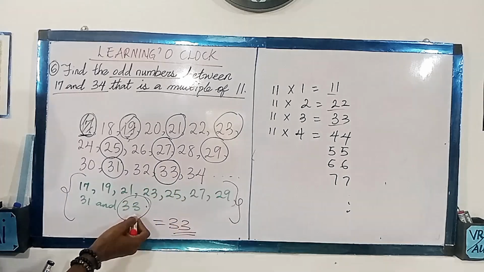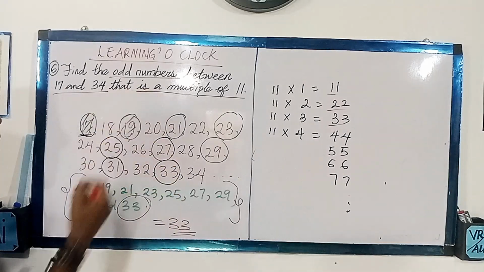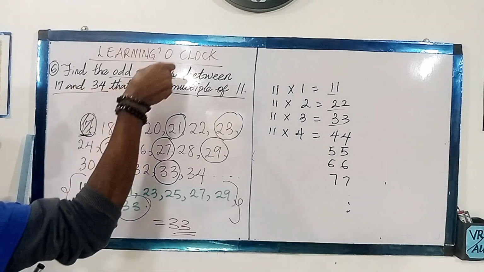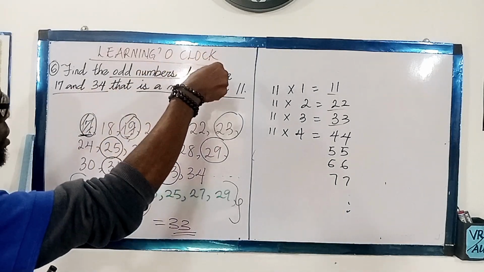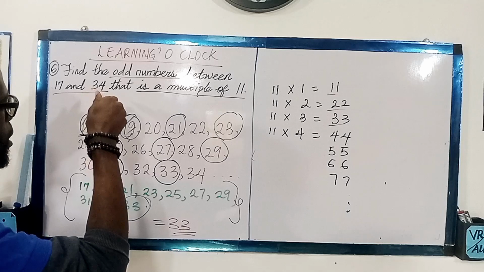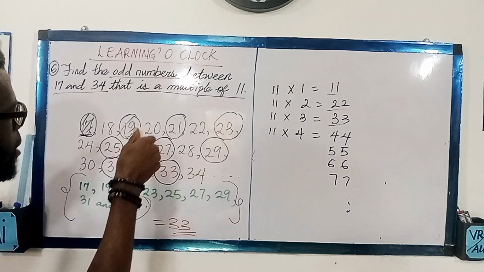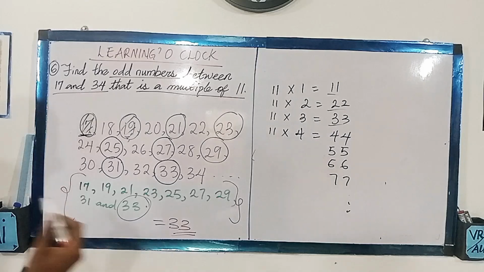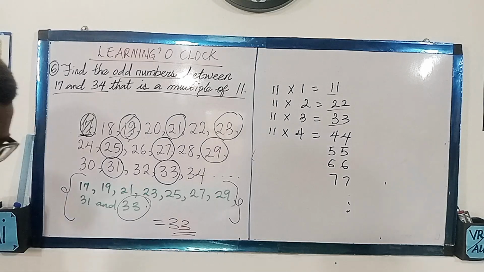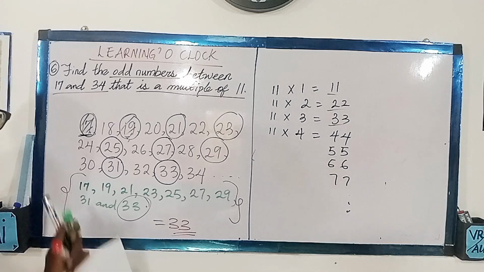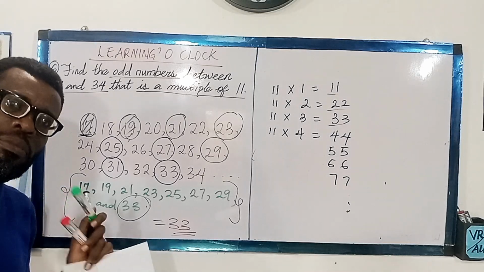The highest odd number between 17 and 34 that is a multiple of 11 is 33. So find the odd numbers between 17 and 34 that are a multiple of 11: we have it there, 33. So capiche, that's the answer.